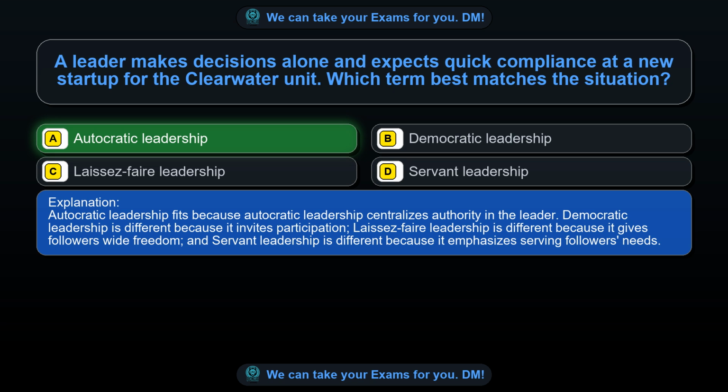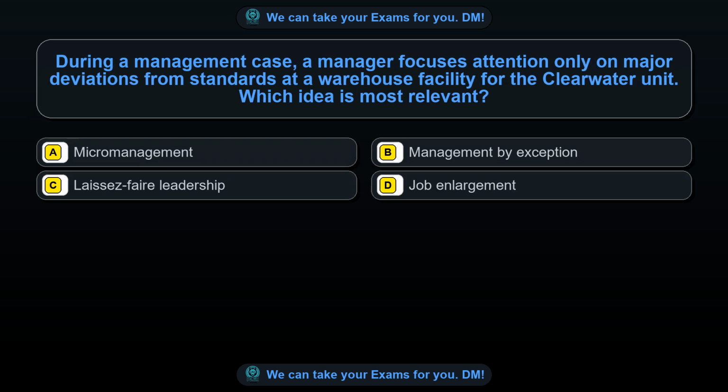Laissez-faire leadership is different because it gives followers wide freedom, and servant leadership is different because it emphasizes serving followers' needs. Question 58. During a management case, a manager focuses attention only on major deviations from standards at a warehouse facility for the Clearwater unit. Which idea is most relevant?